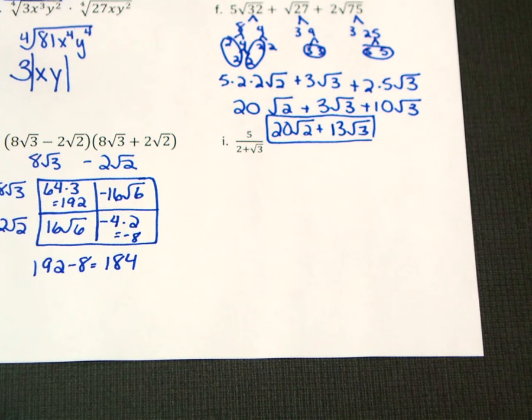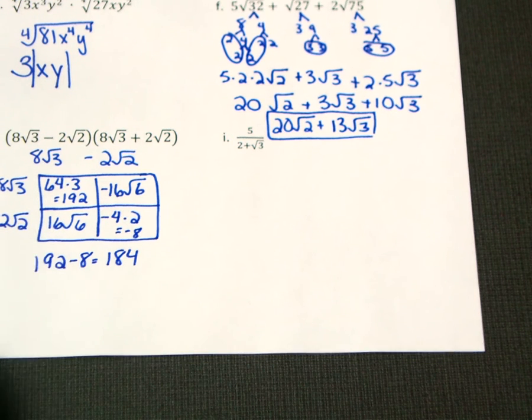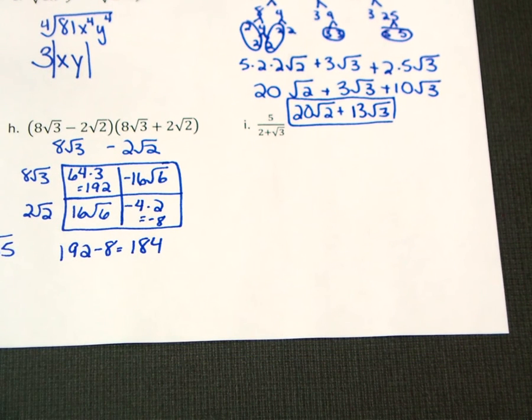We are picking up our conversation on 6.5. So this is 6.5, day 2. Yesterday, the last problem that we worked through was H. And in this problem, we saw that when we FOILed, all of our radicals went away.